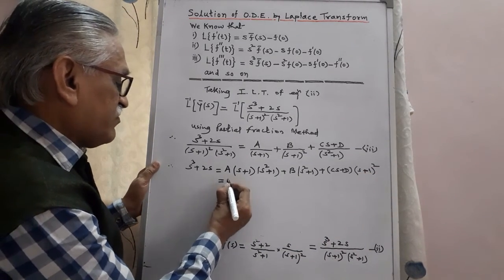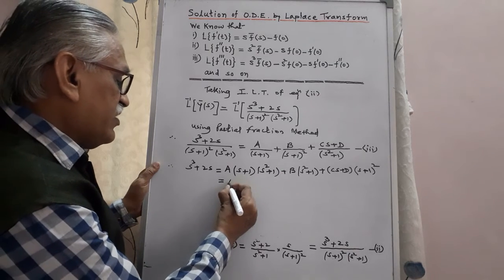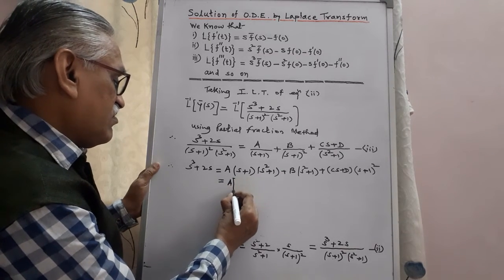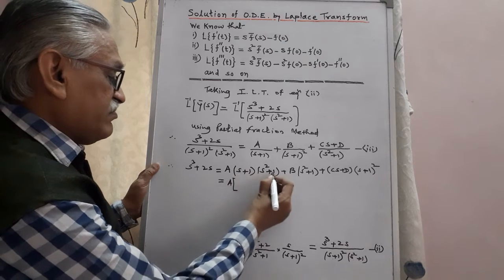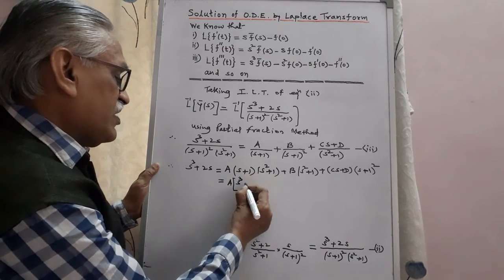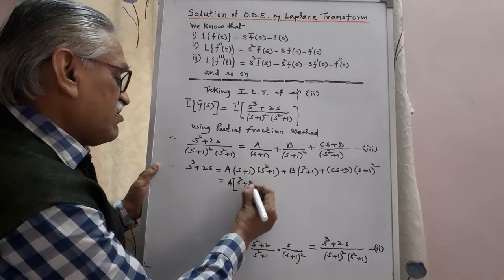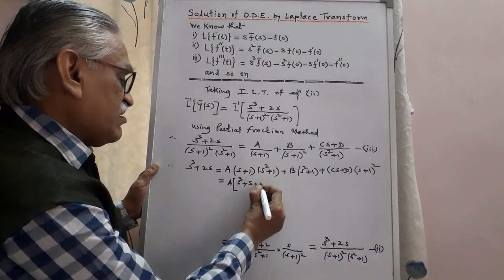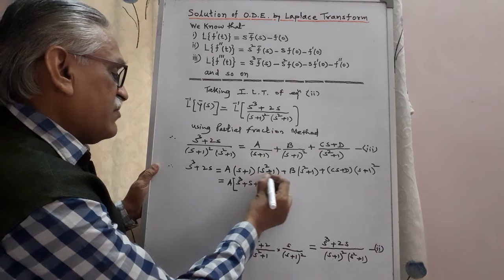It is equal to a into, multiplying term by term, s into s square, we get s cube plus s square and plus 1.